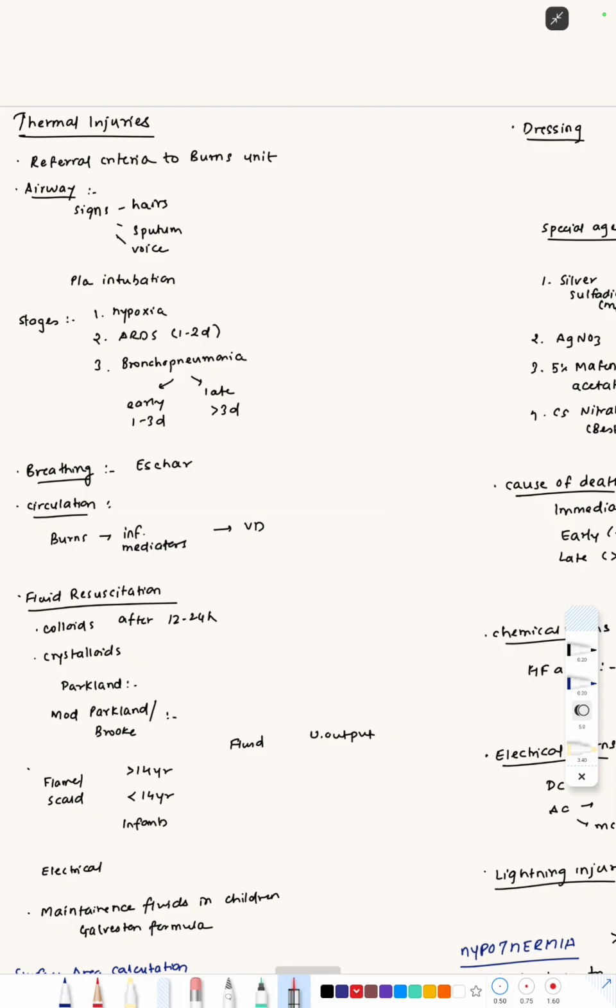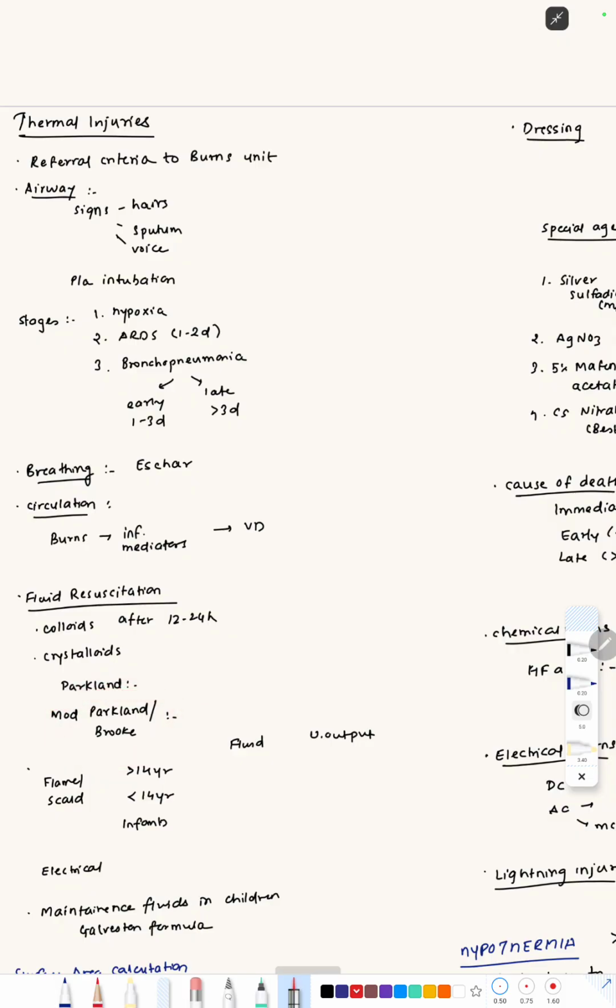Colloids and crystalloids. Colloid resuscitation is generally given after 12 to 24 hours. Otherwise, it will lead to further aggravated third space loss. So the colloid resuscitation is given by a formula called the Muir and Barclay formula. The Muir and Barclay formula is for albumin, hydroxyethyl starch and so on. Then crystalloids, the most commonly used is the Ringer lactate solution or the Hartmann solution. For this, there is a Parkland or modified Parkland's formula. Now the modified Parkland formula is also called the Brooke formula.